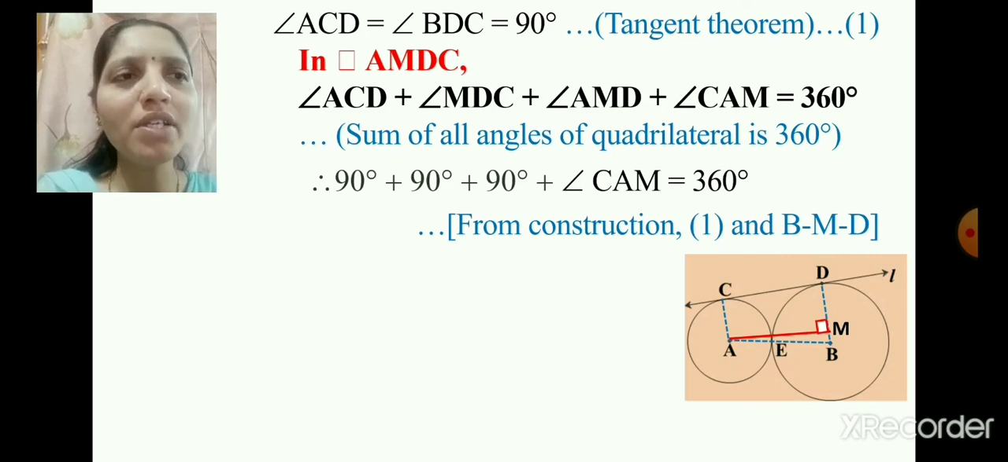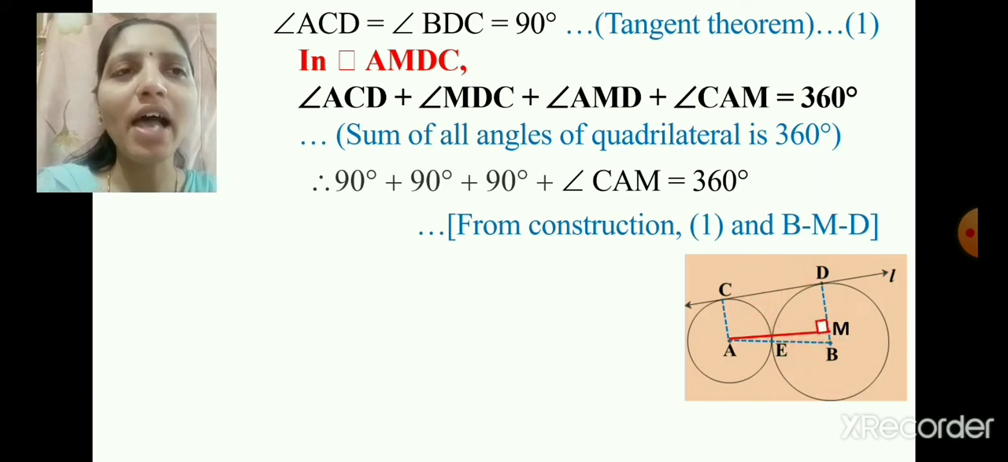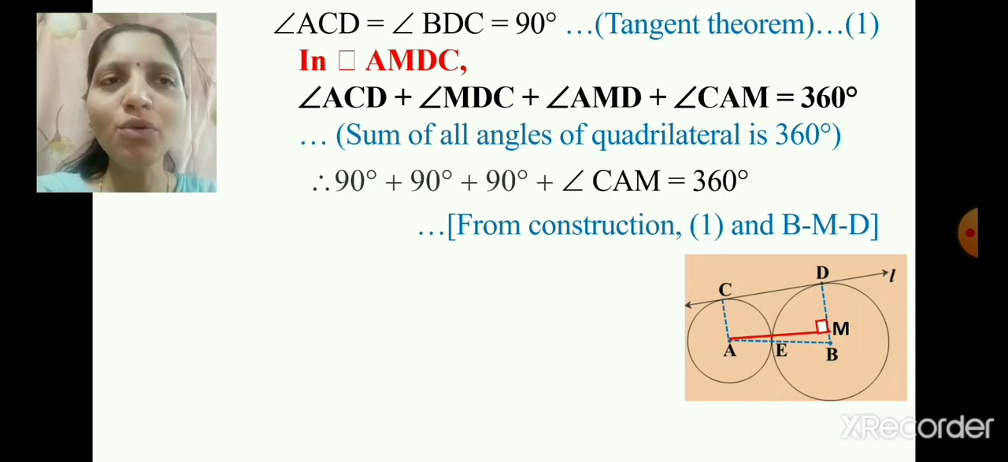For angle MDC, if you observe the figure, we know the angle BDC. Now points B, M, D are collinear points because we have done the construction here. So instead of angle BDC we can consider angle MDC, that will be 90 degree. So substitute the values for angle MDC, that is 90 degree, plus angle AMD. This is also 90 degree because this is the perpendicular segment we drew here. So this will also be 90 degree plus angle CAM is equal to 360 degree.